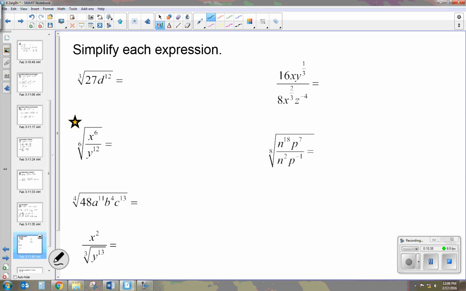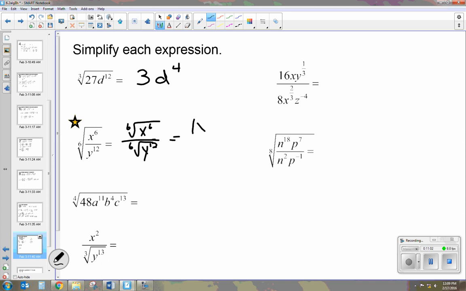Okay. In this case, we're just going to pull out what we can. So the cubed root of 27 is 3, and we've got 4 sets of 3 d's, so we can pull out d to the 4th. In this case, we can rewrite this as the 6th root of x to the 6th over the 6th root of y to the 12th.